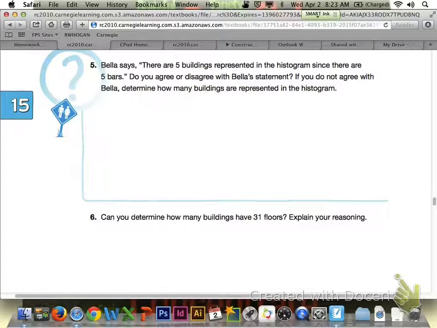If you turn to page 1040, let's take a look at number 5 up at the top. It says, Bella says there are 5 buildings represented in the histogram since there are 5 bars. Do you agree or disagree with Bella's statement? If you do not agree with Bella, determine how many buildings are represented in the histogram. Go ahead and work on that question with your group members.